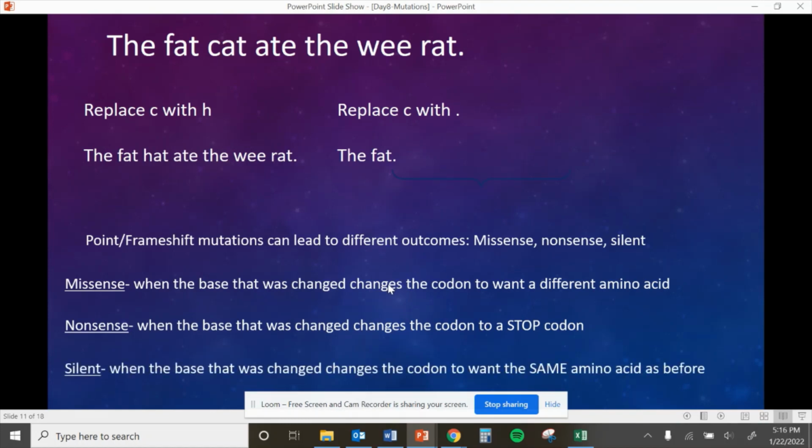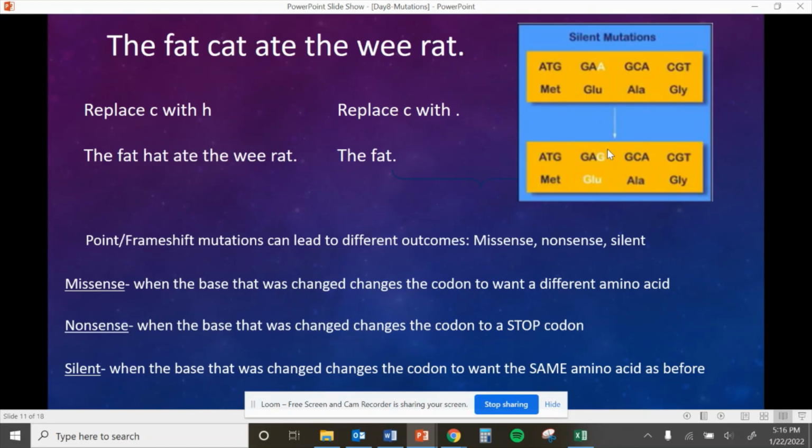And then we can also have a silent mutation, and this is when it's actually not going to change the amino acid sequence. So you might remember when we looked at our charts for codons that there are some that code for the same amino acid. So in this case, GAA and GAG both code for the same amino acid. So this mutation would not affect anything, so it would be a silent mutation.